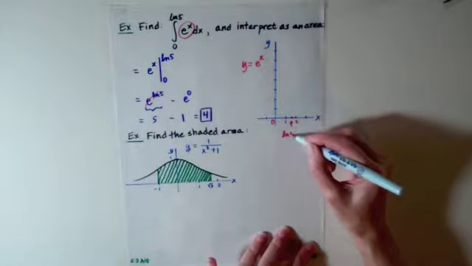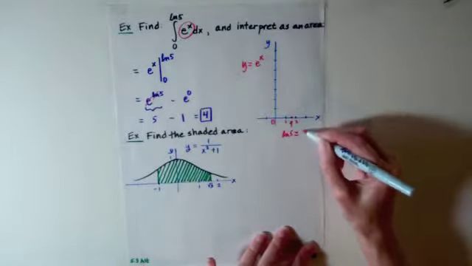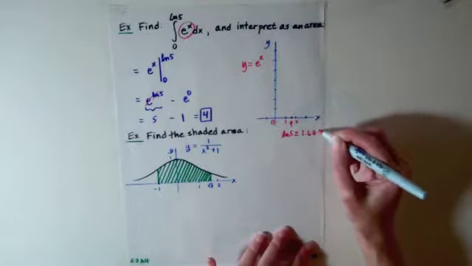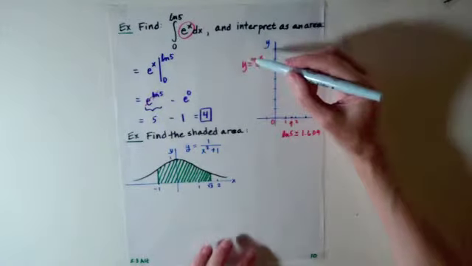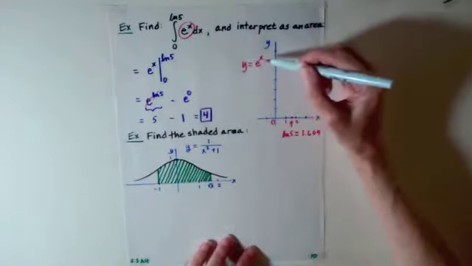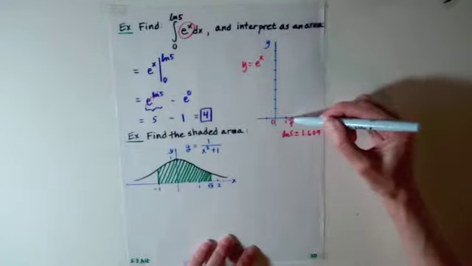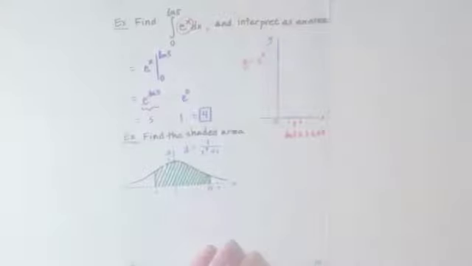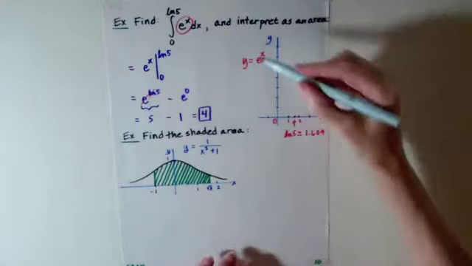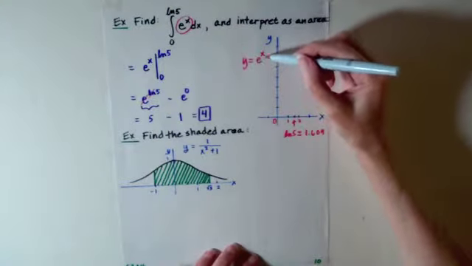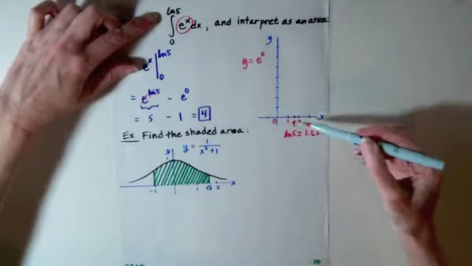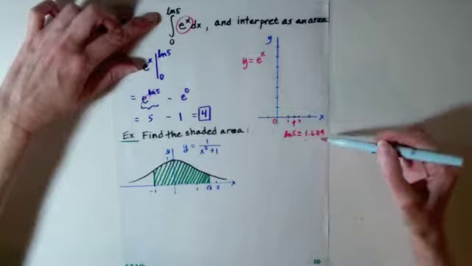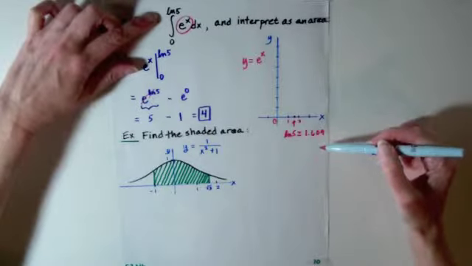Ln of 5 is approximately equal to 1.609 something. So we are finding the area under this curve, y equals e to the x, from x equals 0 up to x equals ln of 5, or approximately 1.6.